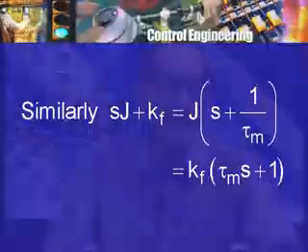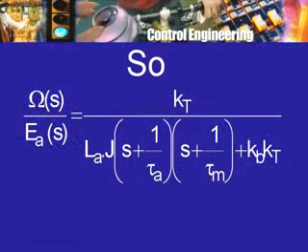Now, the next step is to look at the transfer function once again using this rewriting of the terms, and therefore I will have the partial transfer function omega divided by Ea given by Kt divided by, I have the product, and now pulling out La, I will write it as La into S plus 1 by tau A. I will also pull out j, so I will write down La into j into S plus 1 by tau A into S plus 1 by tau m, this whole thing plus Kb Kt. So that is how it looks.